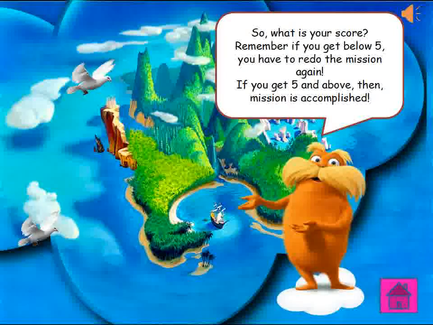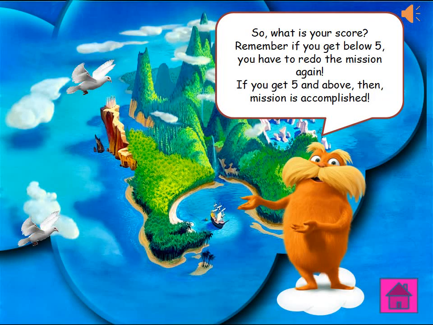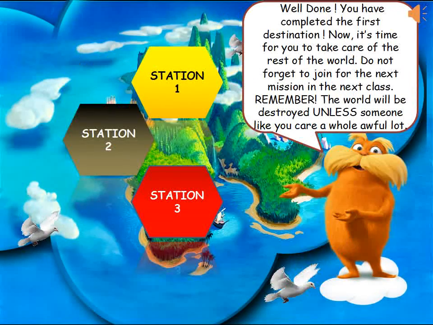So, what is your score? Remember, if you get below 5, you have to redo the mission again. If you get 5 and above, then the mission is accomplished. Well done! You have completed the first destination. Now, it's time for you to take care of the rest of the world. Do not forget to join for the next mission in the next class. Remember, the world will be destroyed unless someone like you cares a whole awful lot.